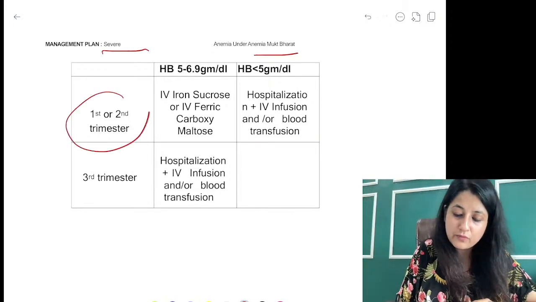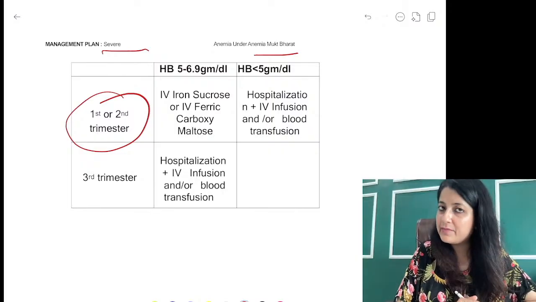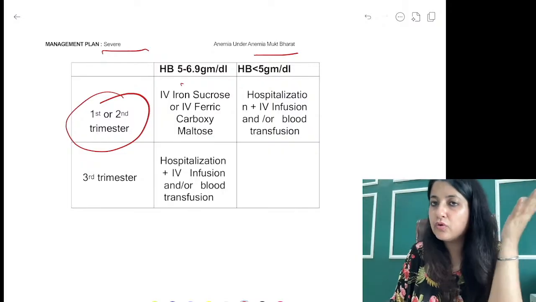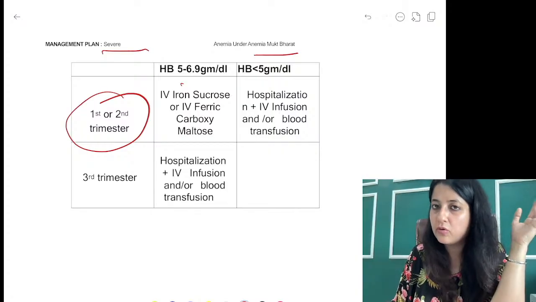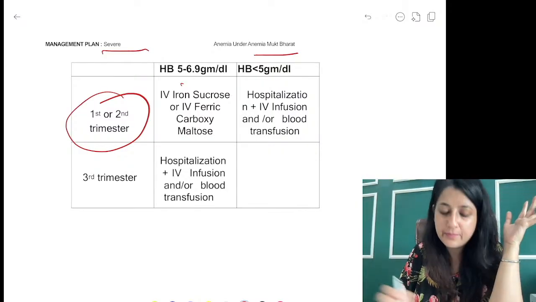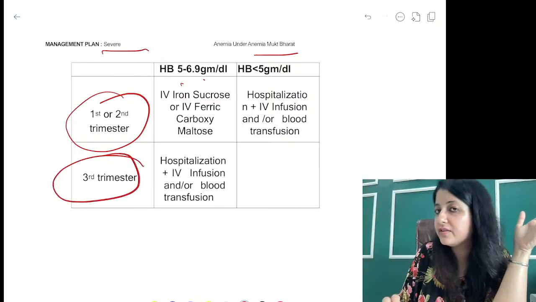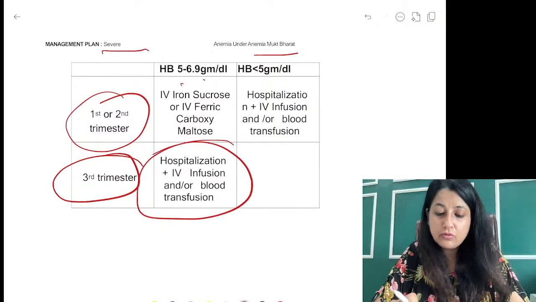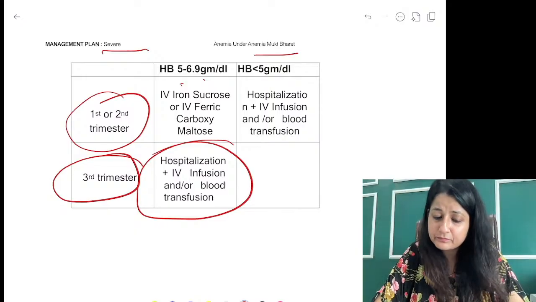You have to look for first or second trimester. If the hemoglobin is 5 to 6, IV iron sucrose, IV ferric carboxymaltose. Less than 5, then you have to hospitalize and transfuse blood. In the third trimester, even if it is between 5 to 6.9, you have to hospitalize. Go through this table, guys. This is very, very important.